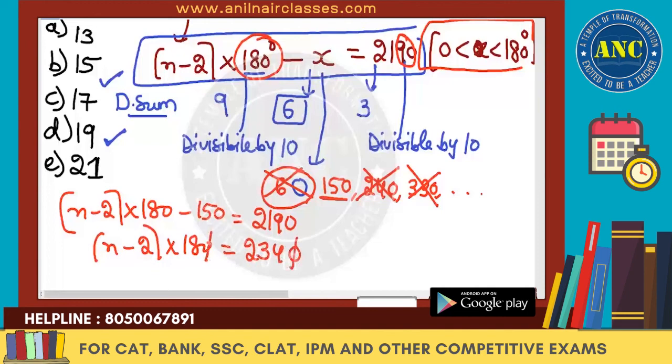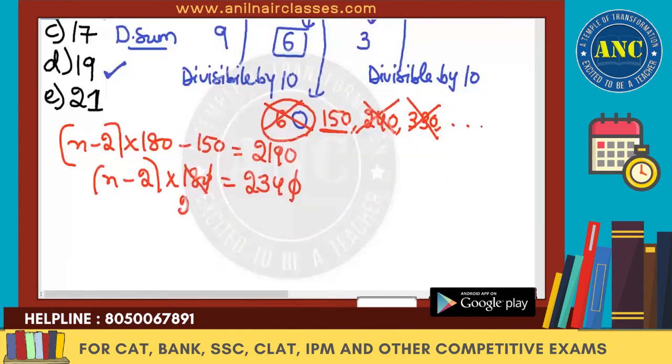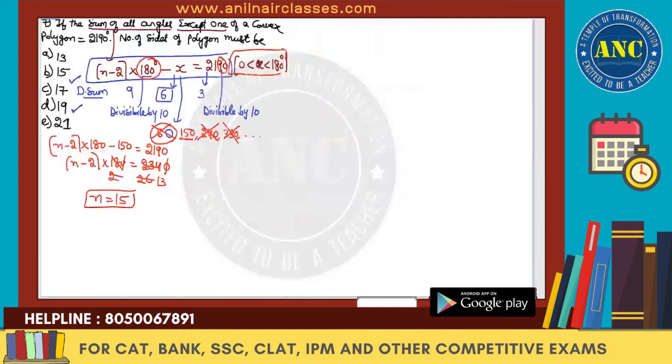Zeros cancel. 9 2s are 18, 9 26s are 234, so n minus 2 is 13. N is 15. Please make a star mark on this question.